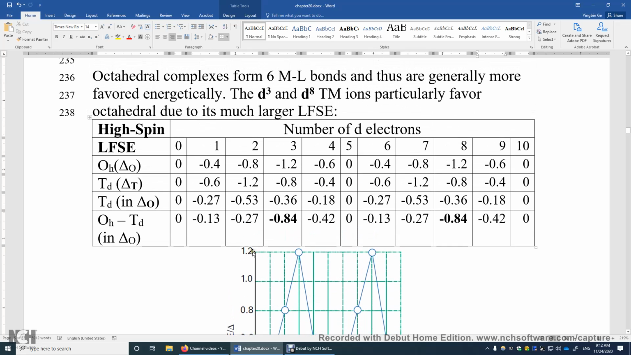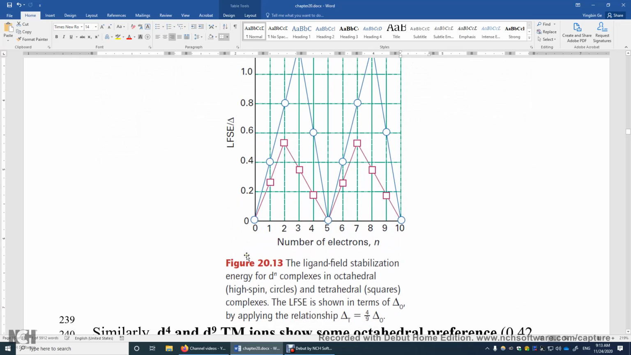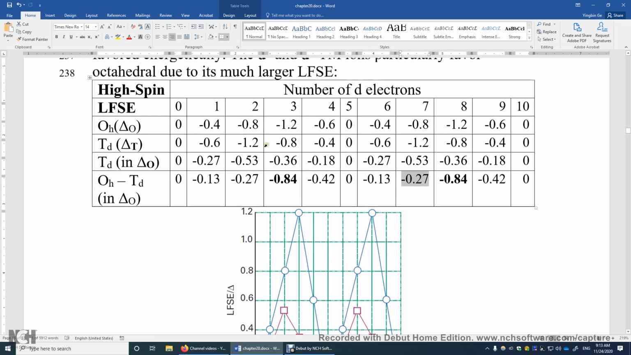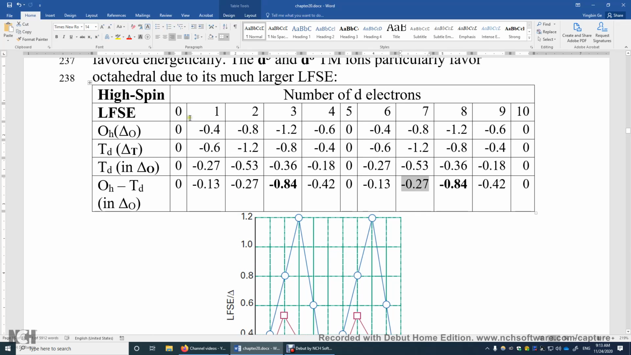What about other cases? Some other cases, D1, D2, and then D6, D7. The difference is fairly small, except for the D7 case, where you may observe the Jahn-Teller effect when you have a low spin case. But again, this is a table for the high spin electronic state. So when you have a low spin electronic state, you need to recalculate this number. I want to remind you that in this table, for simplicity, we only looked at the high spin cases. For example, over here, those LFSE are just 0.